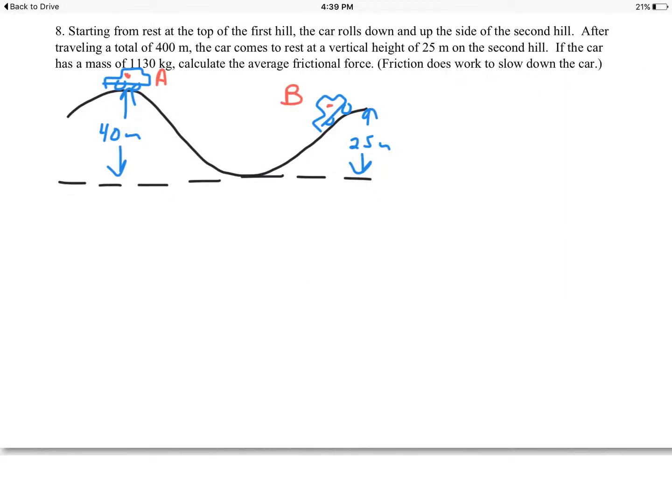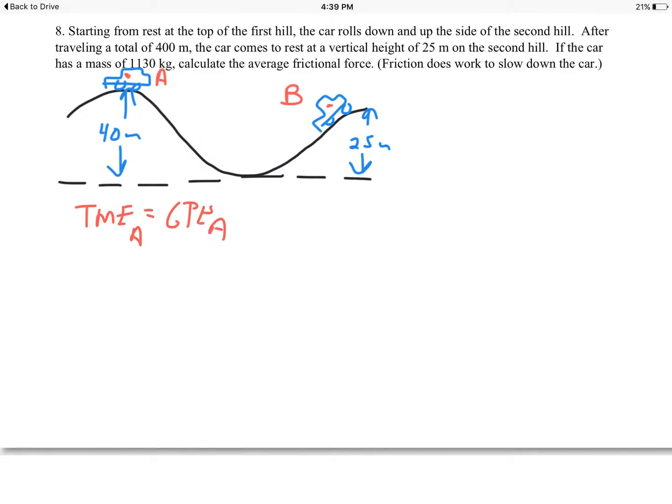Example number 4, conservation of energy. We have a car that's going to start at rest from a hill 40 meters high. It's going to coast down, and because of friction, it's not going to make it as high on the second hill. So there's going to be some loss of energy, really not a loss, but a transfer to heat due to friction.